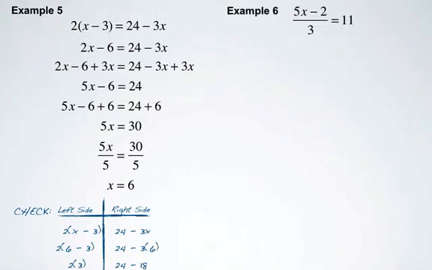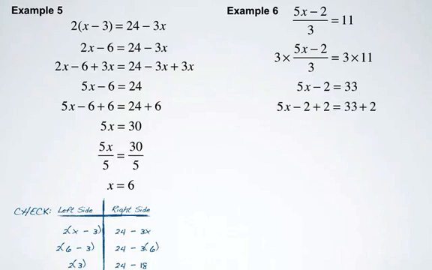Example 6. 5x minus 2, divided by 3, equals 11. Step number 1 says get rid of the fraction by multiplying by a common denominator. Our only denominator in this case is 3, so I'm going to multiply both terms by 3. 3 divided by 3 is 1. So on this side, all I'm left with is the 5x minus 2, and 3 times 11 is 33. Add 2 to both sides to get 5x is equal to 35. Divide by 5 to get x equal to 7.